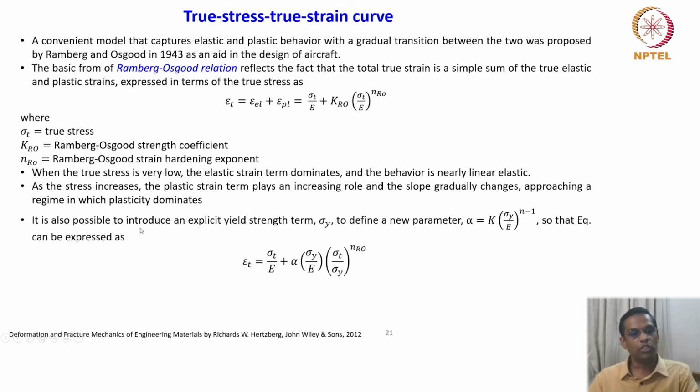It is also possible to introduce an explicit yield strength term sigma y to define a new parameter alpha, which is equal to K times (sigma y by E) to the power n minus 1, so that the above equation can be expressed as epsilon T is equal to sigma T by E plus alpha times sigma y by E into (sigma T by sigma y) to the power n RO. So this is understandable when alpha is written like this, and you can write alpha times this one. So this equation is written like this.